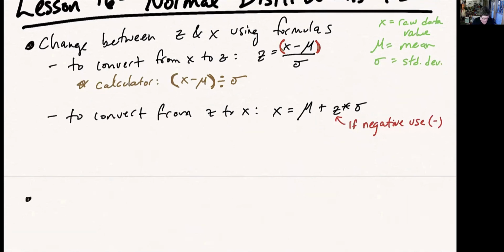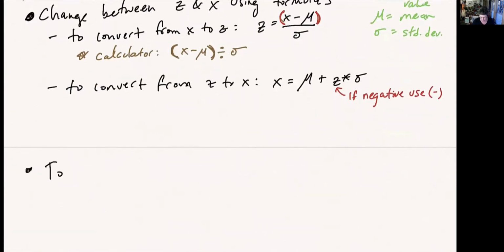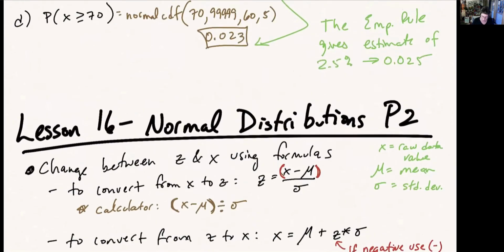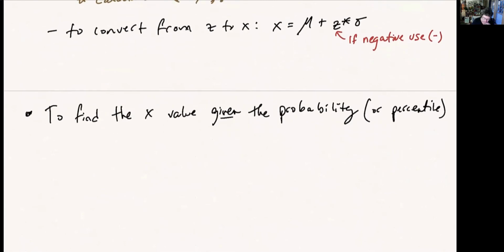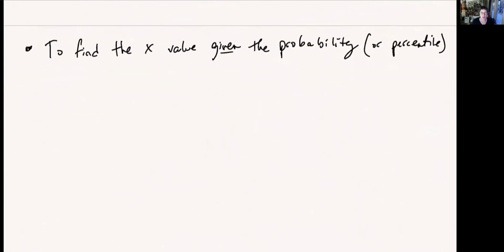The next thing we learned was to find the X values given the probability or the percentile. Up above, we were given these X values and we were finding a probability, and that's where we use normal CDF. I gave you X, and your calculator spat out a decimal probability. But we want to be able to go the other way around: I want to find the X value given the probability.